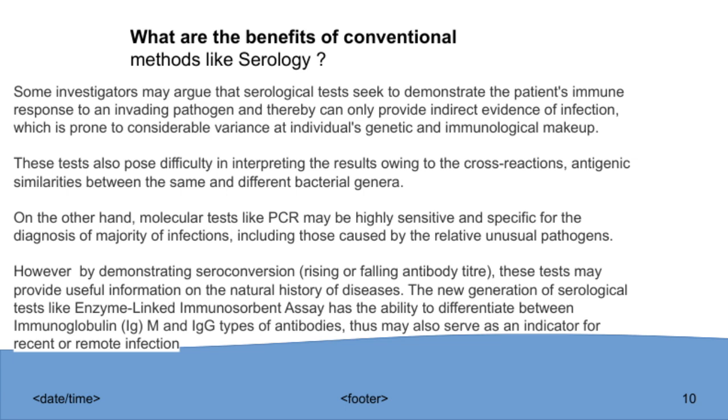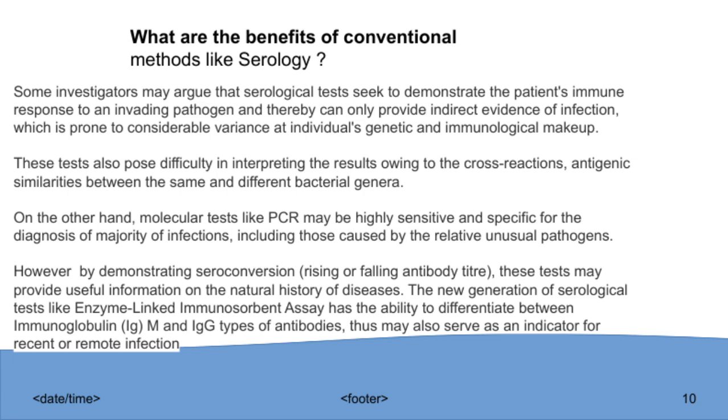Now, on the flip side, molecular tests such as PCR offer high sensitivity and specificity, especially for diagnosing many infections, even those caused by less common or unusual pathogens. But serological tests still have their place. For example, by tracking seroconversion, meaning the rise or fall of antibody levels, they can give us valuable insight into the natural history of a disease.